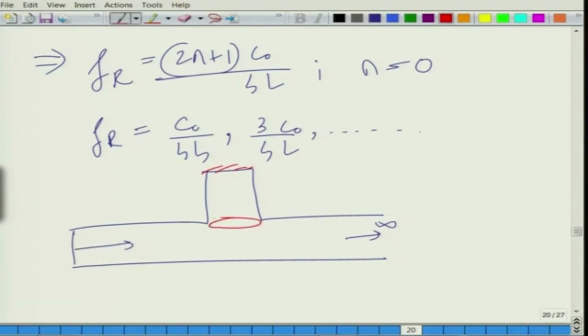For certain frequencies given by Fr, and the length is L. So, if we have length L and waves are coming here, for certain frequencies given by C naught by 4L, 3 by 4 into C naught by L and so on, all the waves will be diverted here and nothing will propagate downstream.